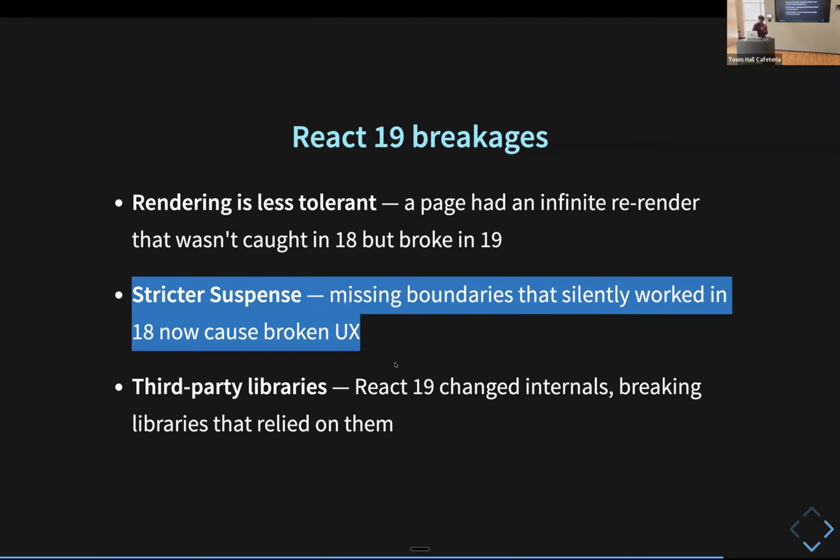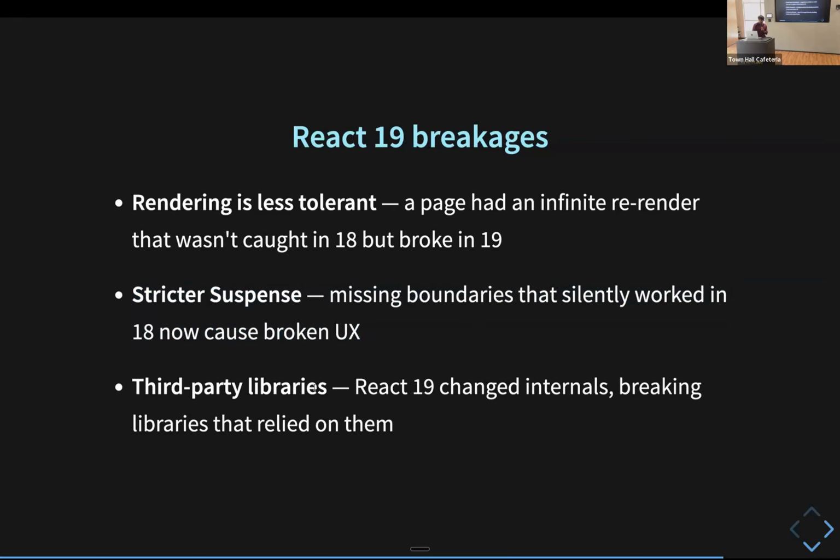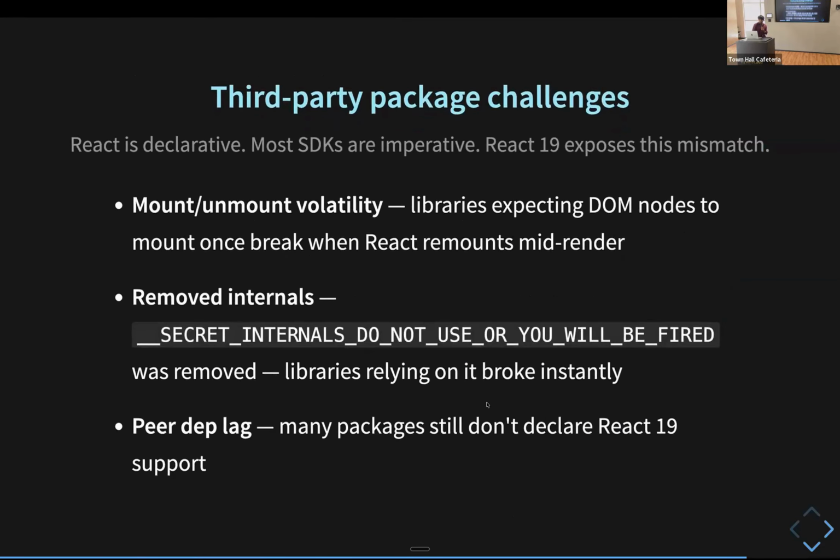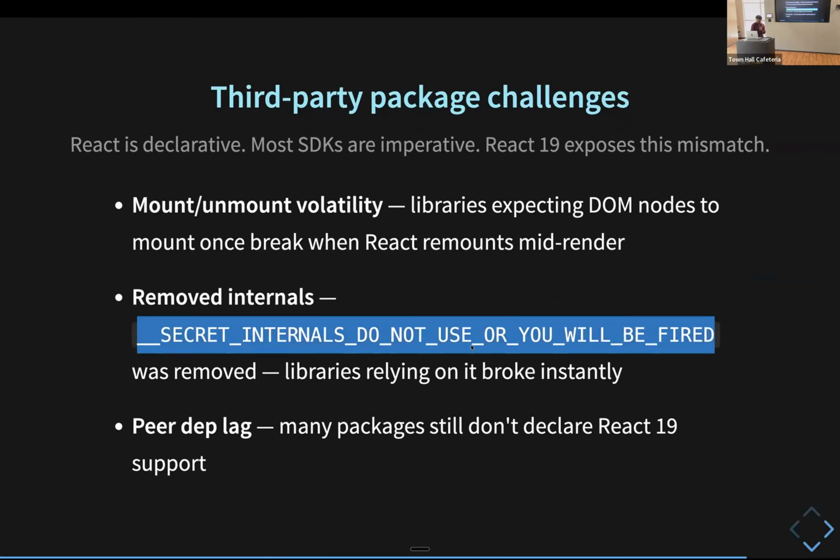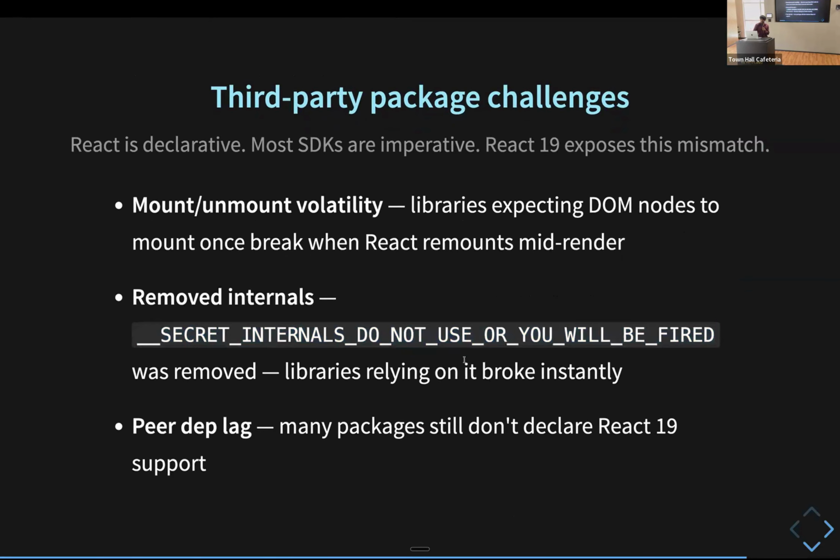And then there are third-party packages. A lot of third-party packages actually use React internals, which were changed in the 19 release. Let's have a look at them in detail. I've seen a couple of packages using something called secret React internals, which they ideally shouldn't be using. This got changed a lot in React 19 and ended up with broken packages in the ecosystem.